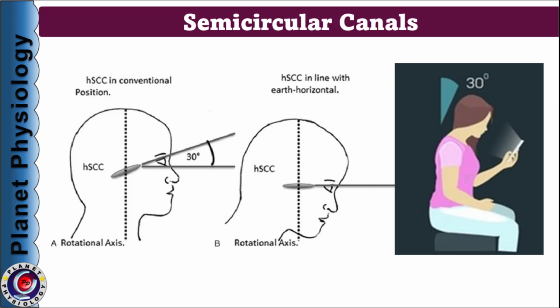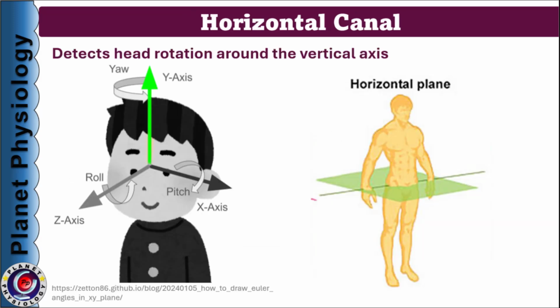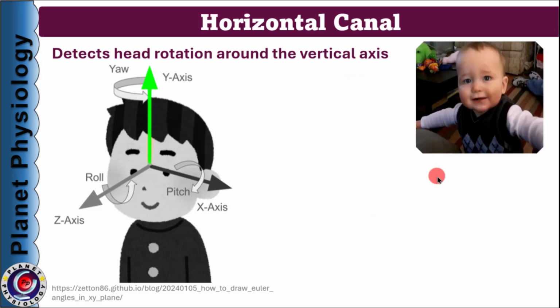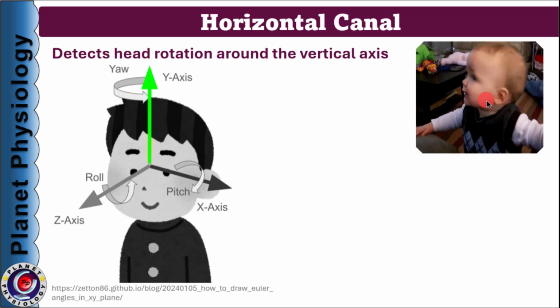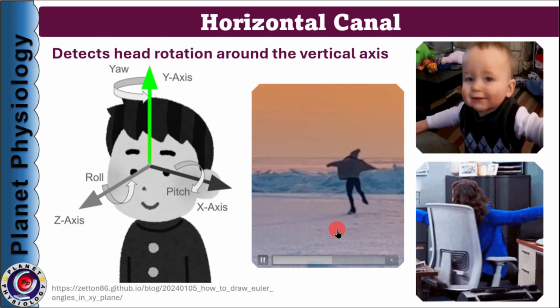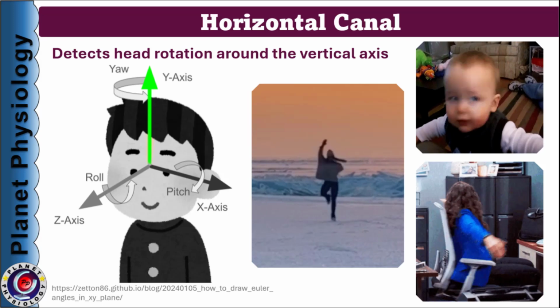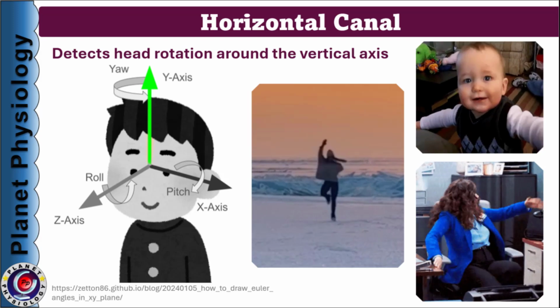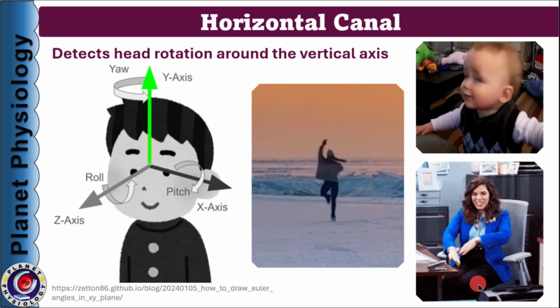Let's understand this with example. Horizontal canal detects head rotation around the vertical axis, that is, in the transverse or horizontal plane. Examples include side-to-side head movements when nodding no, the spinning motion of an ice skater or gymnast or dancer, or simply rotating in an office chair.